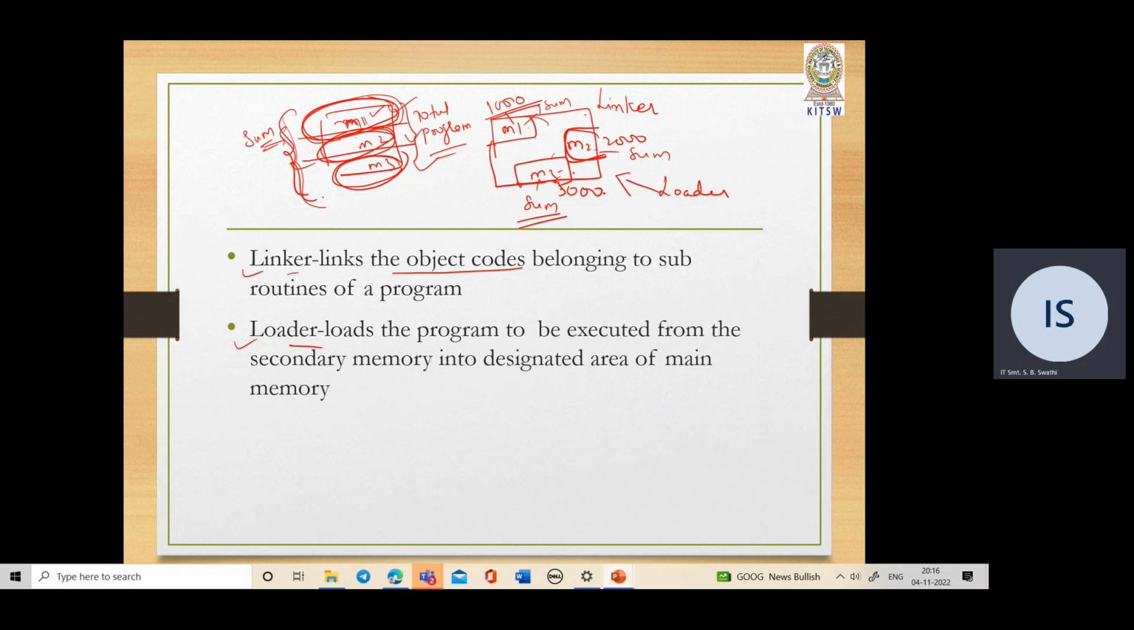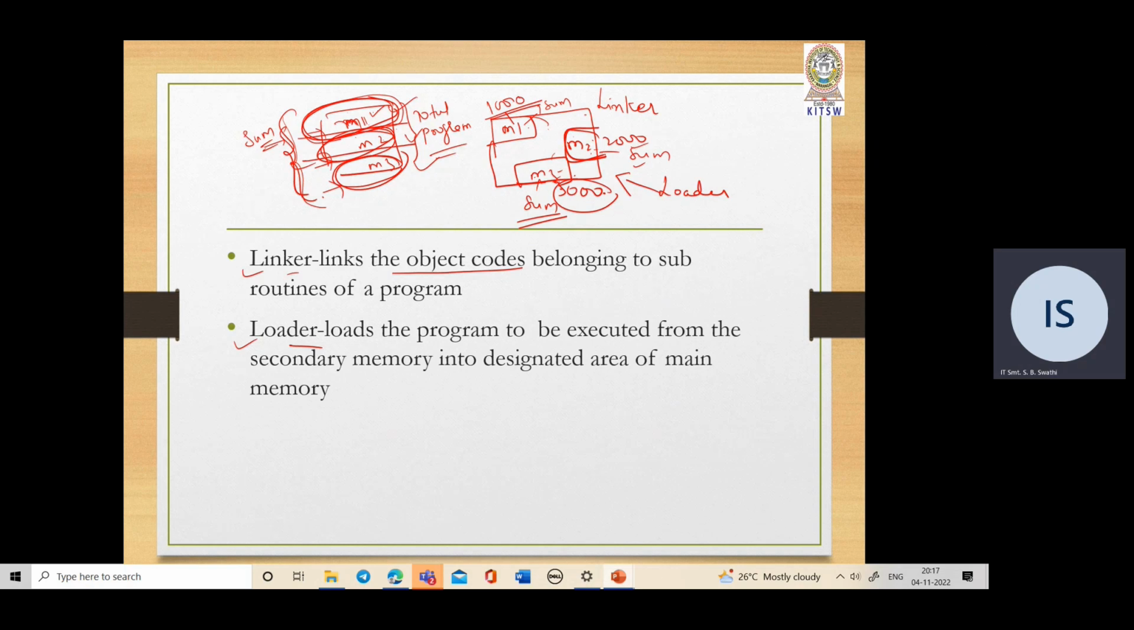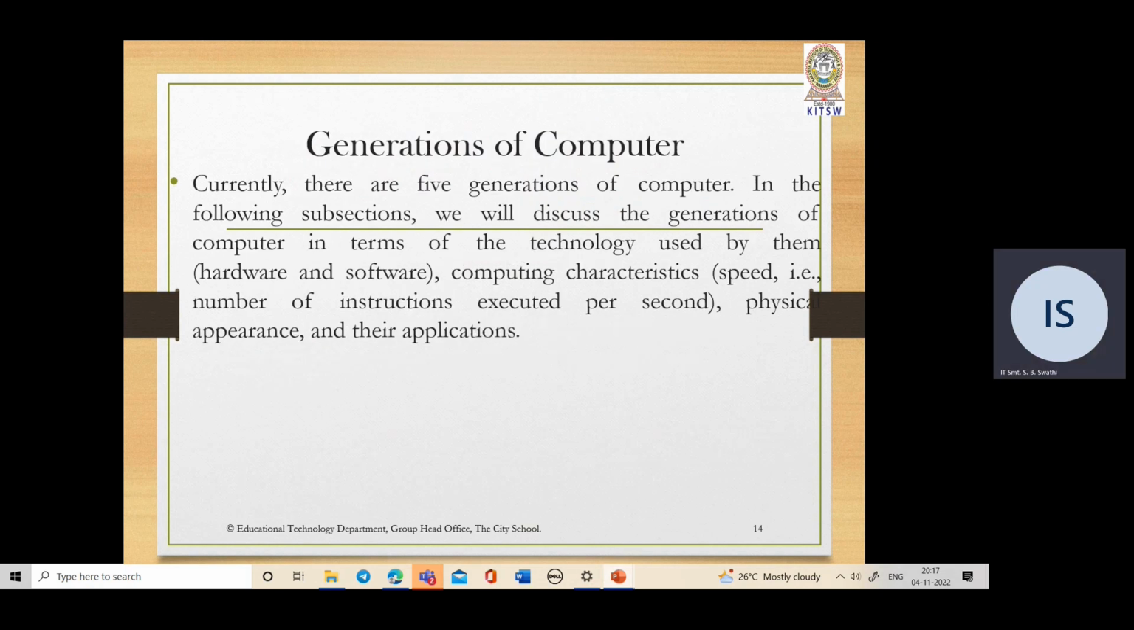So the loader will find out, or it will extract the related modules of this program with the help of this address. So the linker will just assign these modules in the different free memory blocks, and the loader will try to fetch the result from each of these modules. So this is about the different modules of the computer. Then we will see about the generations of the computer.